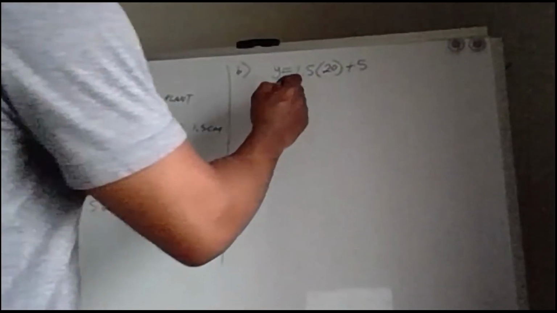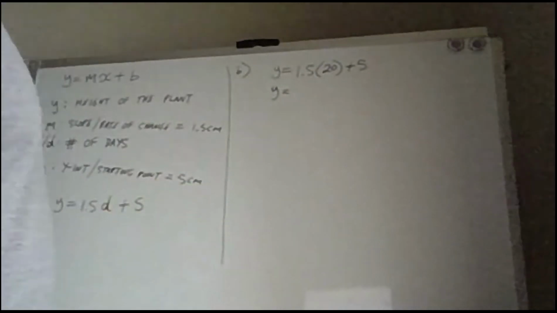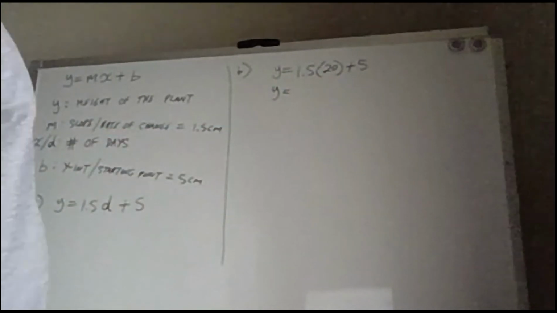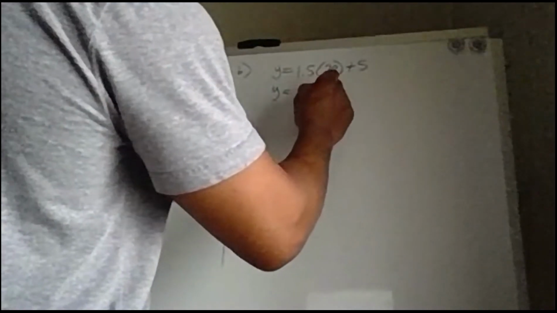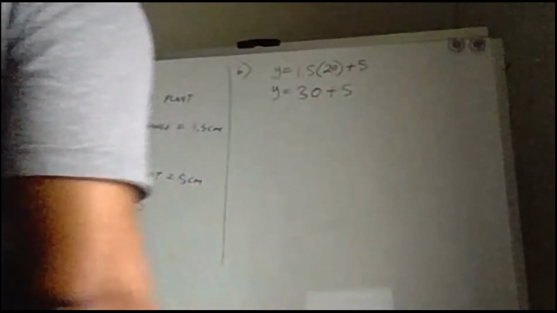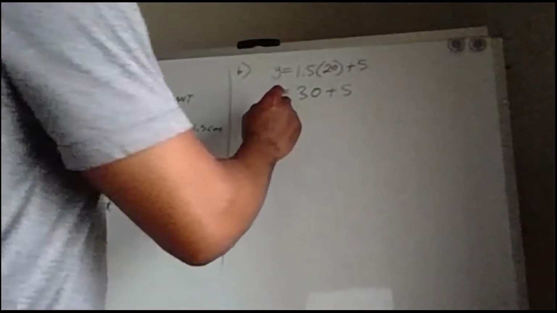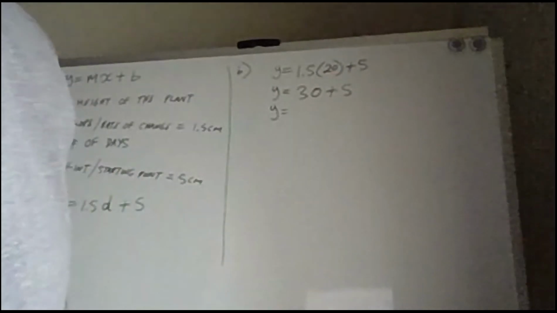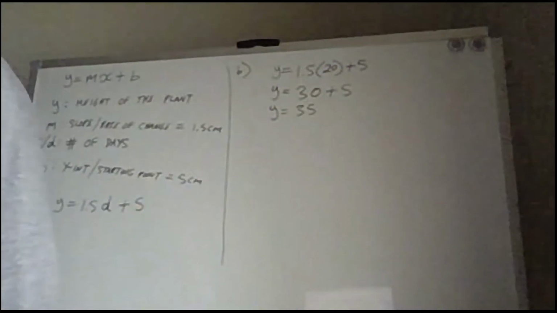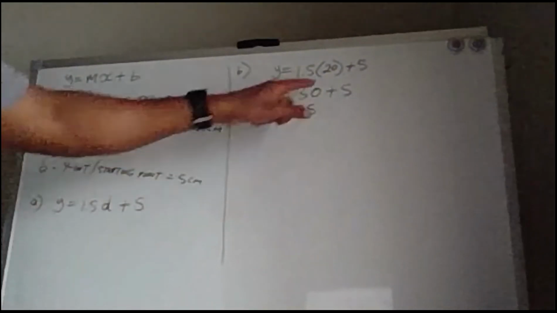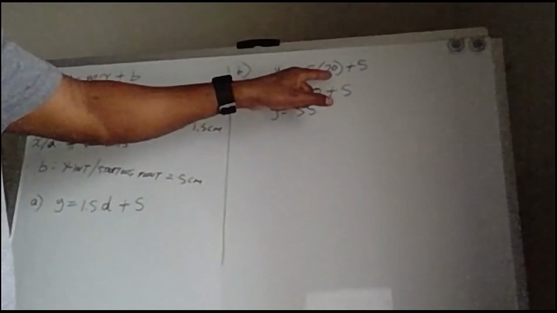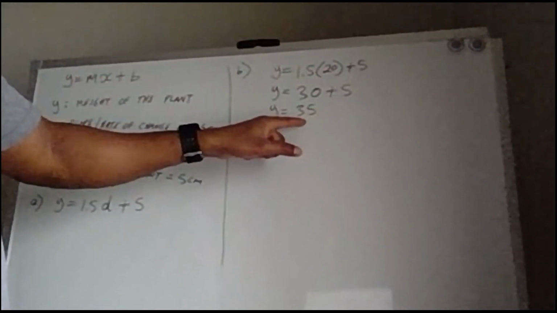So when we simplify this, what do we get? What is 1.5 times 20? Correct, that is 30. Good job, guys. And we're going to put that plus 5 back. Let's further simplify this. What is 30 plus 5? Obviously, that's 35. All right. So when x is 20, y is 35. In other words, when d is 20, y is 35.